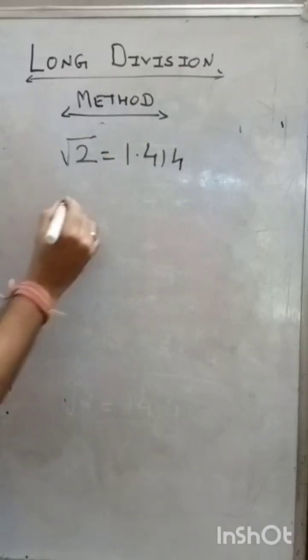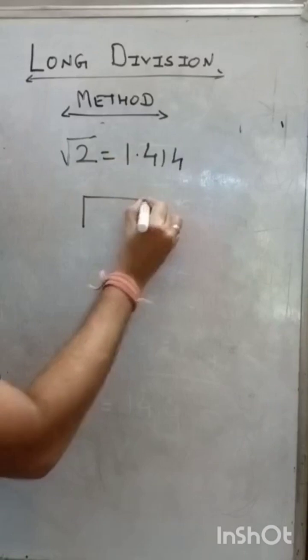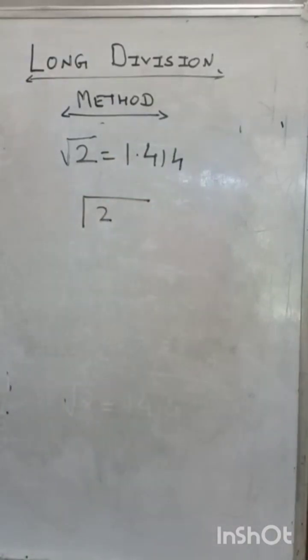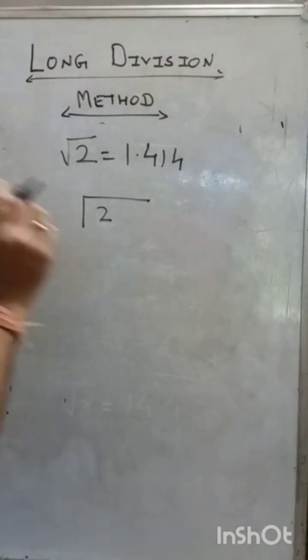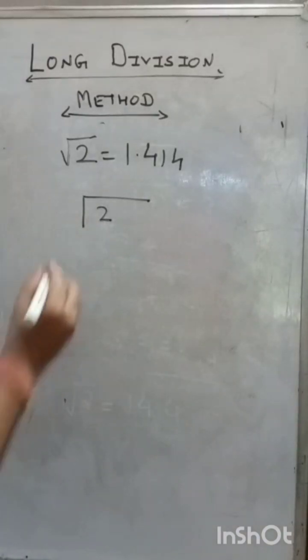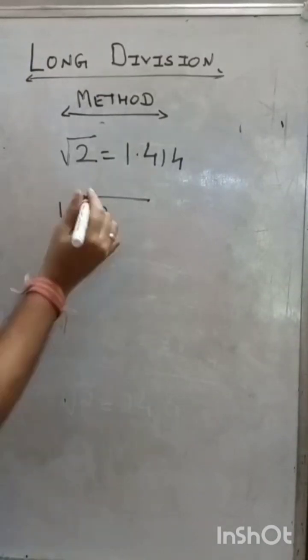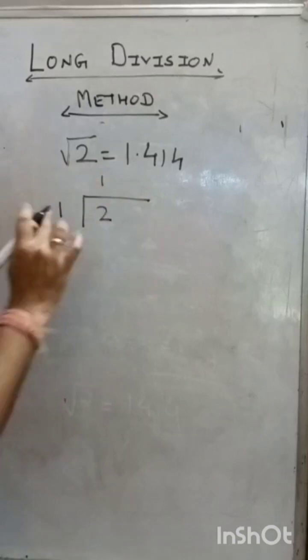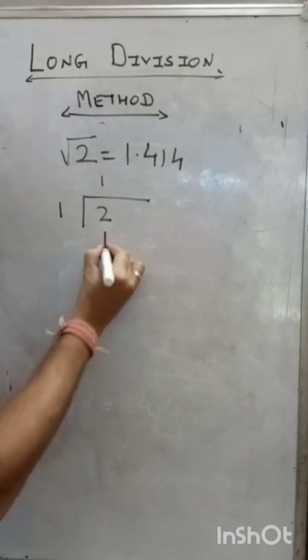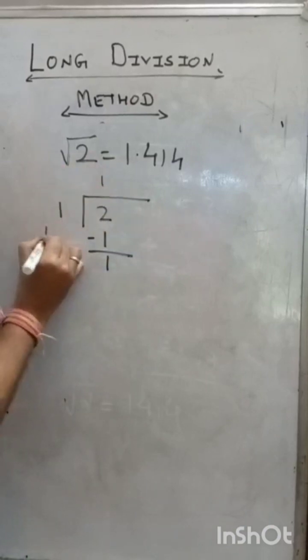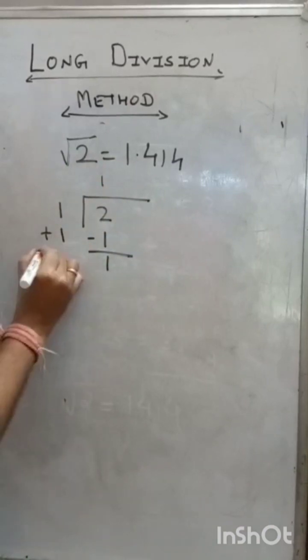Now in the long division method you have to divide 2, and the first rule is you have to consider the square smaller than 2. The square smaller than 2 is 1, so you put 1 at the dividend part and 1 at the quotient part. So 1 into 1 is 1 and the difference is 1. Now add this quotient to the dividend. I am going to add, your value is 2.